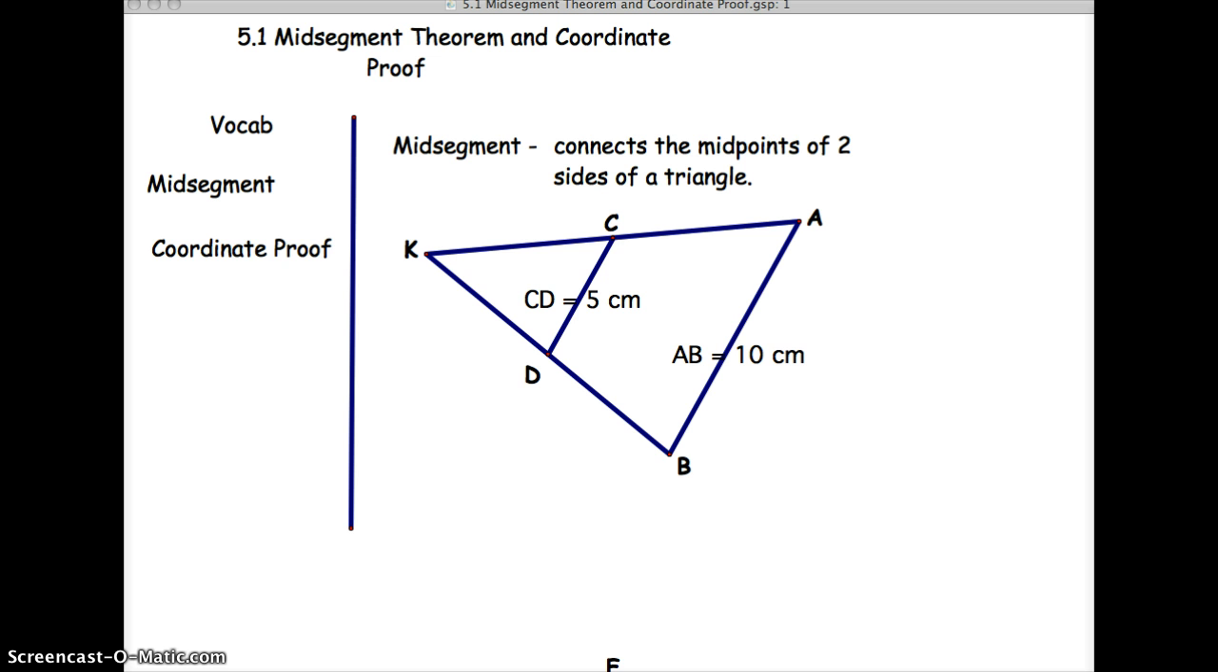I also want to explain things in a little more detail than Miss Wilson did in her video, so that you have a better understanding of this section as you do your homework. All right, let's go ahead and get started.